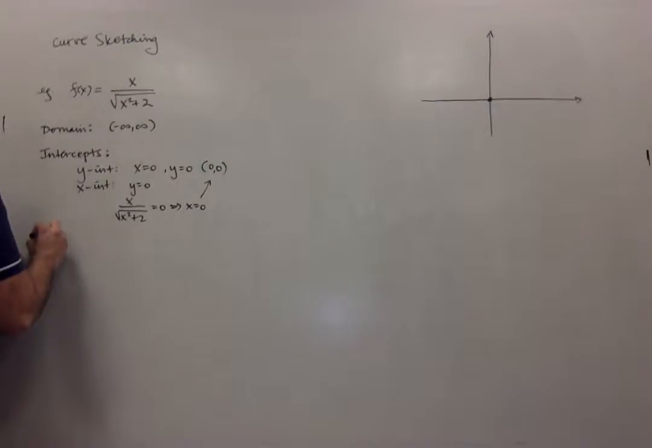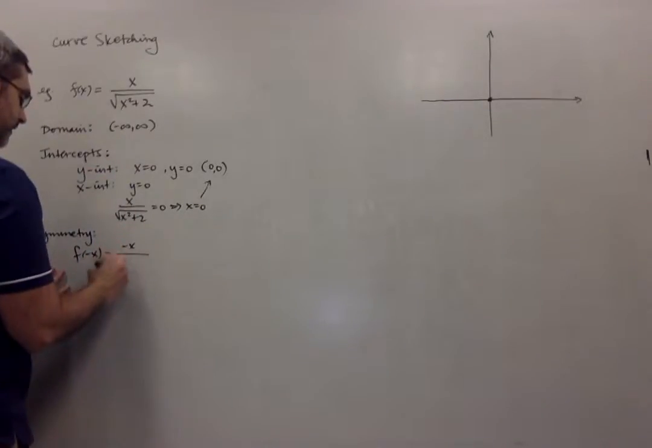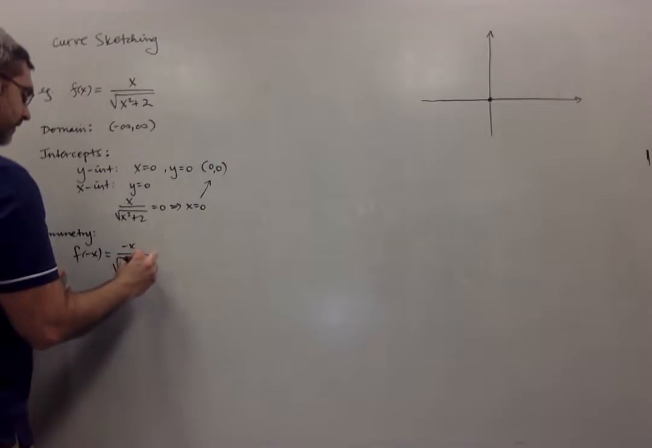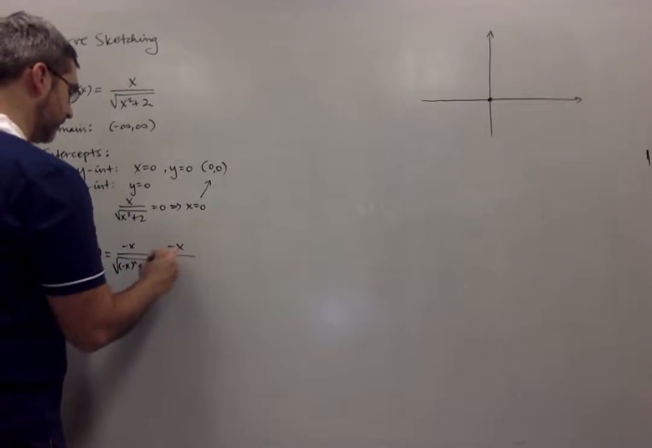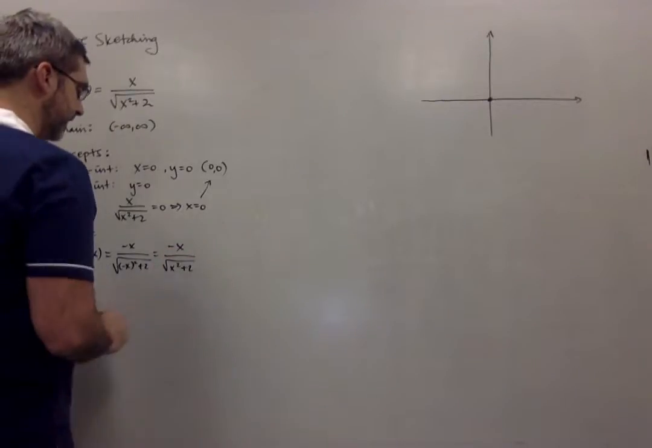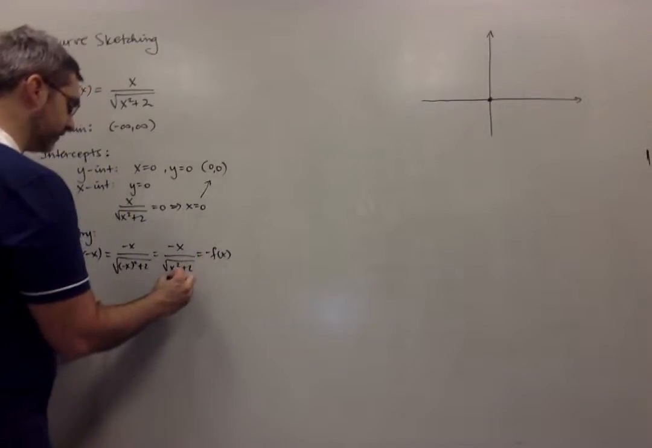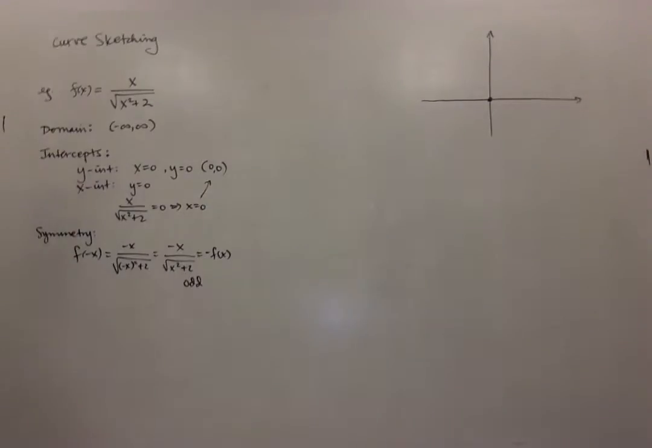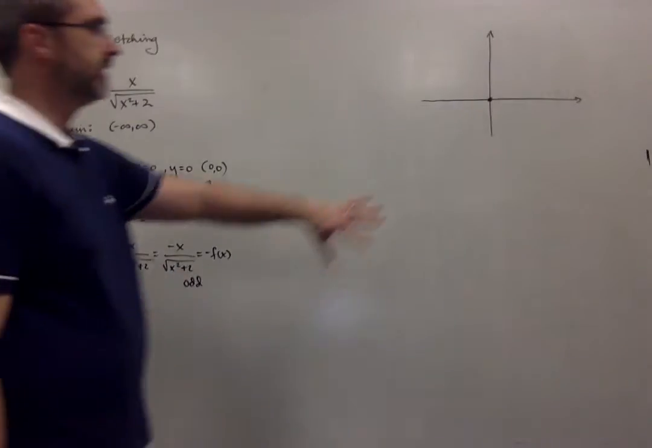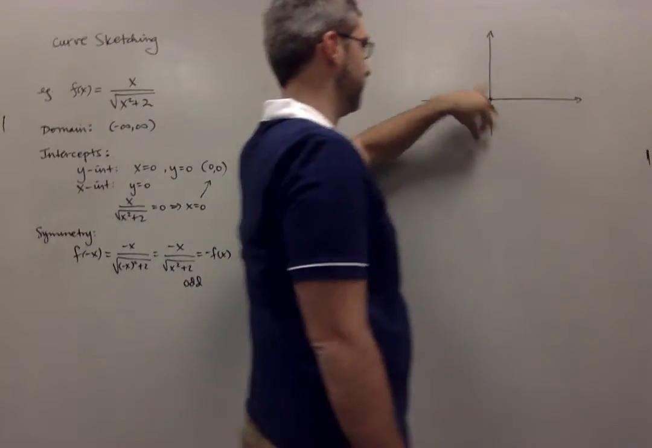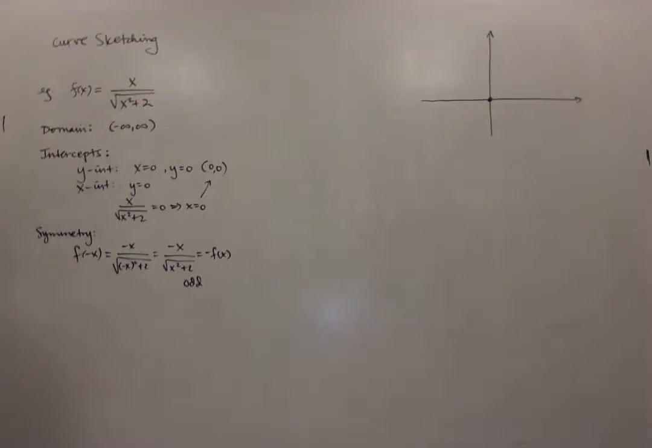Let's look at symmetry now. So we're going to plug negative x in. When I do that, I get negative x on the top and negative x quantity squared inside that square root. And what ends up happening is you've got that negative from the x, but everything else disappears. So we've got the negative of the original function, which means that we're talking about something that's odd. That means when I spin my function, it's going to look the same when I spin it 180 degrees.